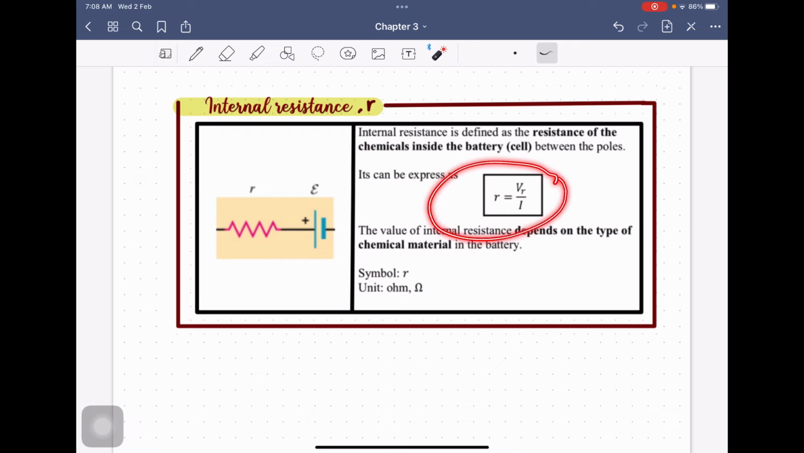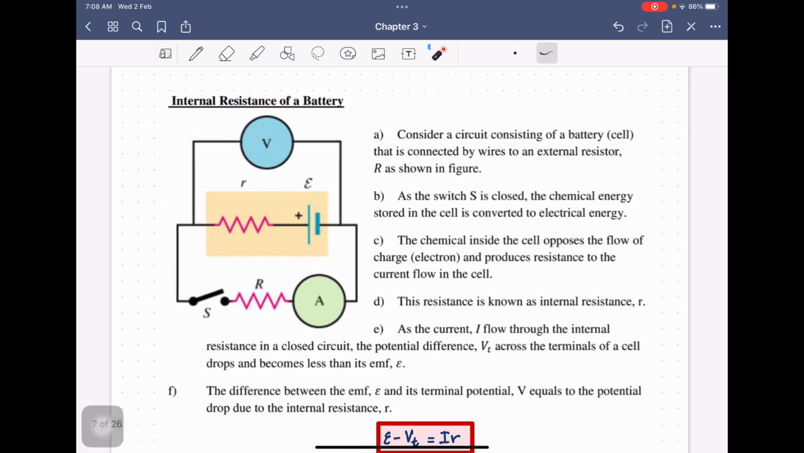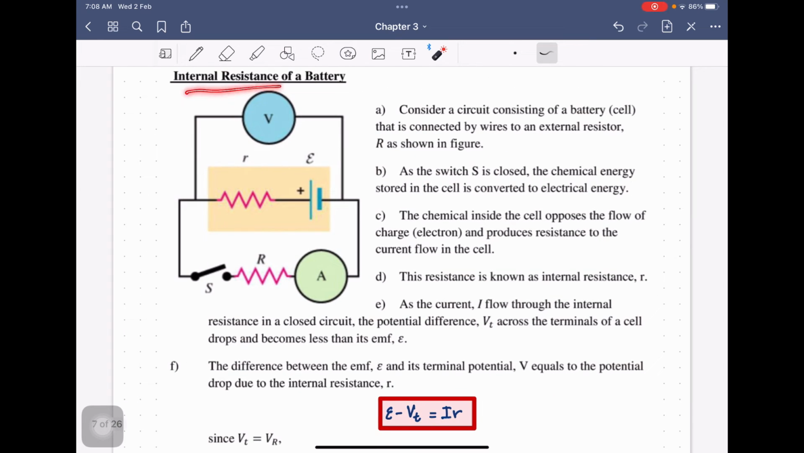Okay, so ini adalah equation which is R sama dengan VR over I. Okay, the value of internal resistance akan depends kepada type of chemical material in the battery. Okay, simbol untuk internal resistance adalah R kecil. The unit is ohm. Okay, so kita nak lihat contoh internal resistance of battery lah. Okay, consider kita ada circuit consisting of a battery. Alright, at the same time battery ni ada internal resistance dan disambungkan pula dengan external resistance. Okay, R besar is a external resistance.